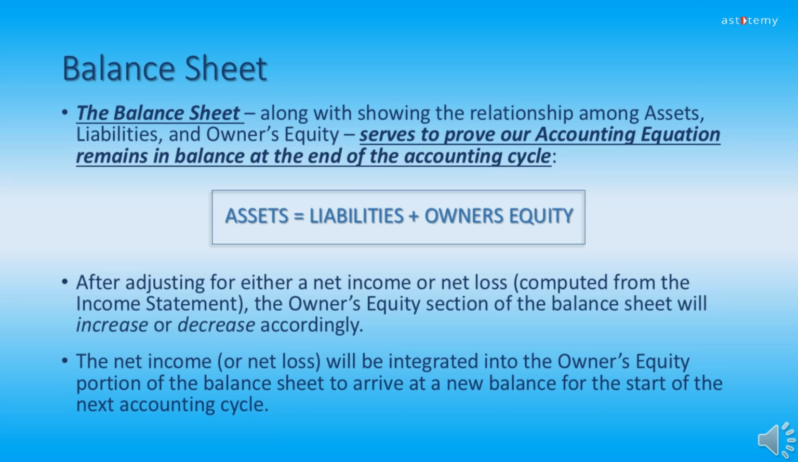Now we talk about the balance sheet. The balance sheet, along with showing the relationship among assets, liabilities, and owner's equity, serves to prove the accounting equation remains in balance at the end of the accounting cycle. After adjusting for either a net income or net loss, which was computed from the income statement, the owner's equity section of the balance sheet will increase or decrease accordingly. The net income or net loss will be integrated into the owner's equity portion of the balance sheet to arrive at a new balance for the start of the next accounting cycle, which we will demonstrate on the next page and on the next slide.